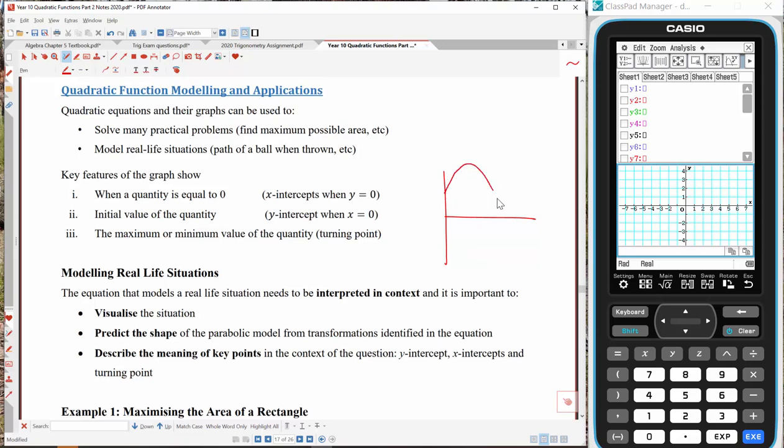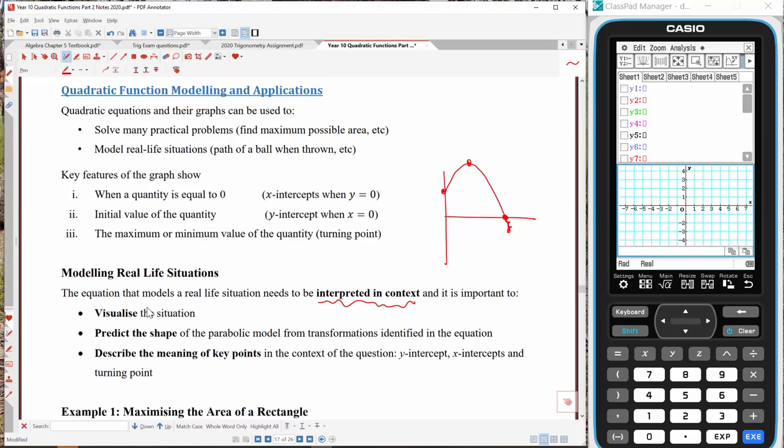and I threw it out, it might have a flight path like that. So I throw it out, it hits its turning point here and lands down here, which is the X-intercept, and it was thrown out the window that had an initial height of 2 meters high or something like that. So the key features, X-intercepts, Y-intercepts, and turning point, all have some context, so must be interpreted in context.